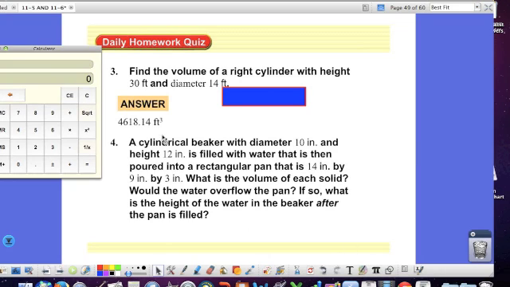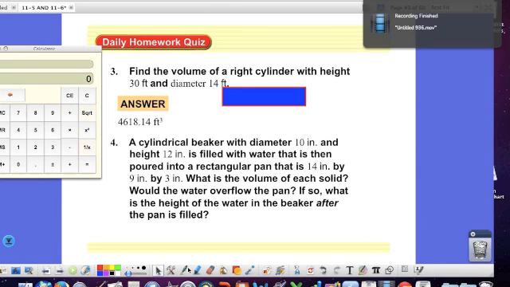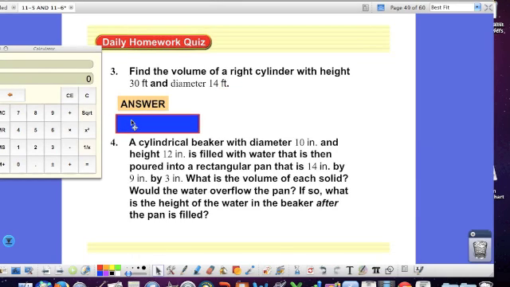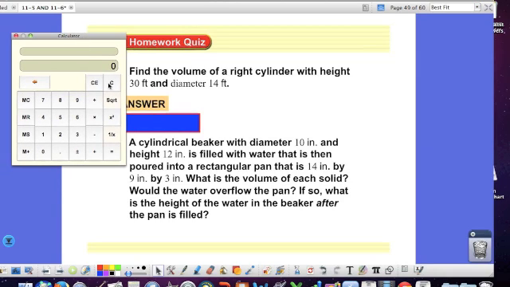The next problem is a word problem. A cylinder beaker with a diameter of 10 inches and a height of 12 inches is filled with water, and then it is poured into a rectangular pan that is 14 inches by 9 inches by 3 inches. What is the volume of each solid? Would the water overflow the pan? If so, what is the height of the water in the beaker after the pan is filled? So this problem is quite a bit of different steps. I really like it. So let's look at what we have here.